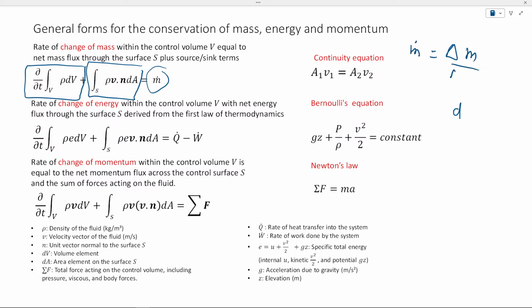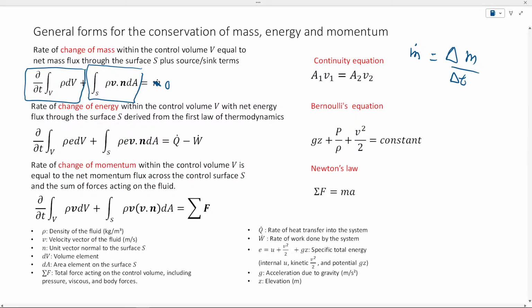Delta mass over delta t. This is a more general form, where it is equal to some source and sink term. If there is no source and sink term, that would be equal to 0. But this is a more general form. Let's just put this equal to 0 for now, not its general form.